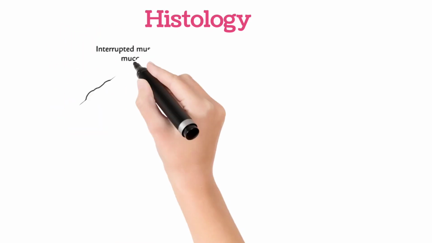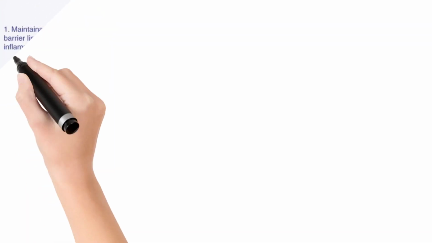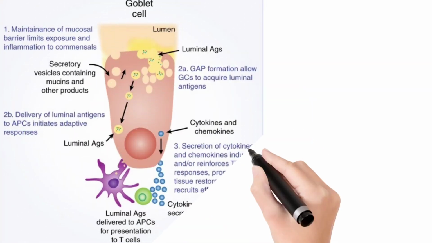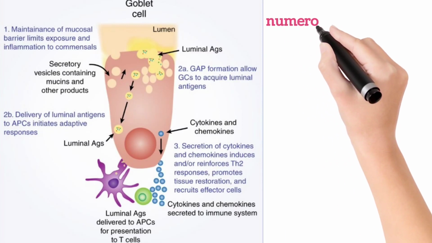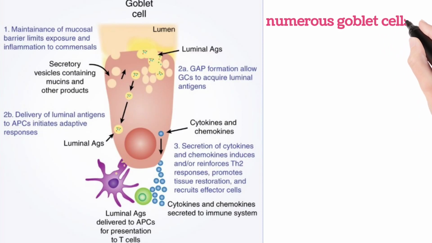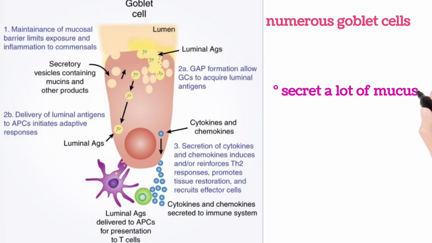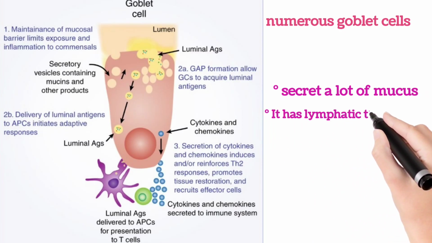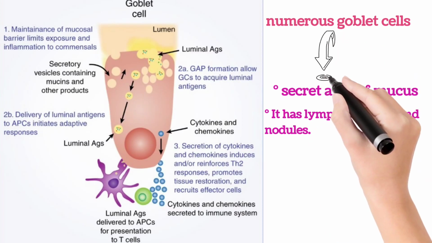This is the histology of the appendix structure. This is the internal detailed structure of the appendix as shown clearly. Numerous goblet cells secrete a lot of mucus. It has lymphatic tissue and nodules.